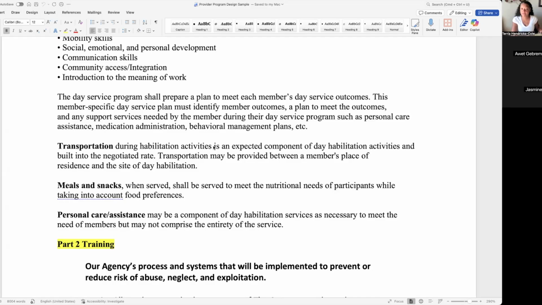So you have to determine if you want to support behavioral clients and clients that need medical support. If so, you'll be at that 1 to 2, the higher rate. If you don't, then you'll be at the 1 to 3. There's only two things you'll need to look at.